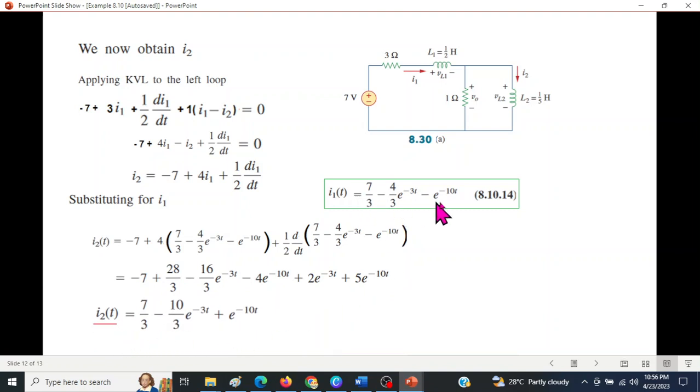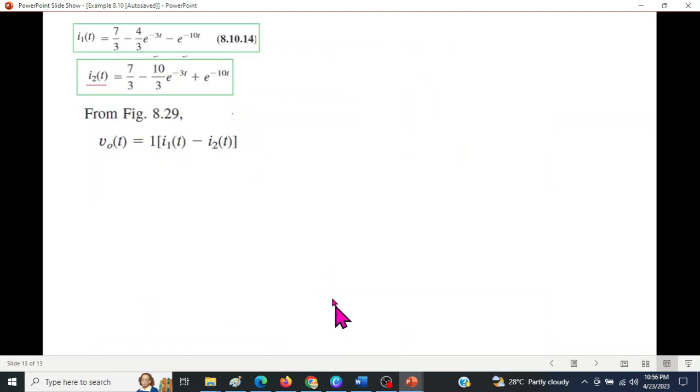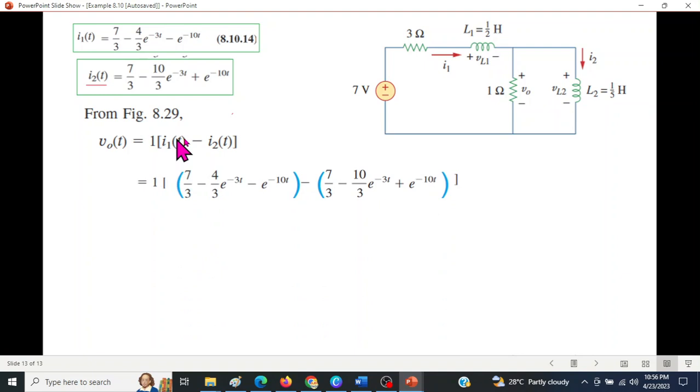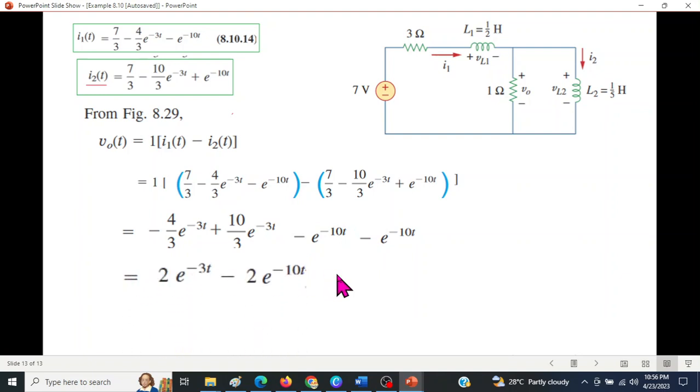So I1T we have found in terms of all the values, and I2T also we have found in terms of all the values. So now we can easily find V0T, which is 1 multiplied by I1t minus I2t. These are the two values that we have found. Plugging in the value of I1 and I2 and solving, simplifying, further simplifying. So this is the final answer.